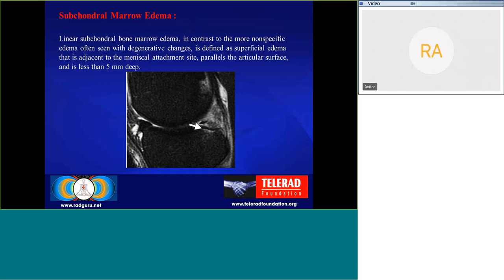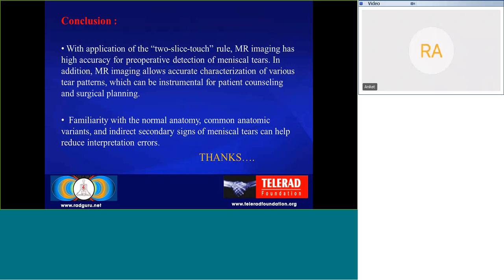So to conclude, MR imaging has high accuracy for preoperative detection of the meniscal tears. In addition, it also allows us accurate characterization of various tear patterns, which can be instrumental for patient counseling and surgical planning. So familiarity with the normal anatomy, common anatomic variants, and indirect secondary signs of meniscal tears is very helpful to avoid interpretation errors.